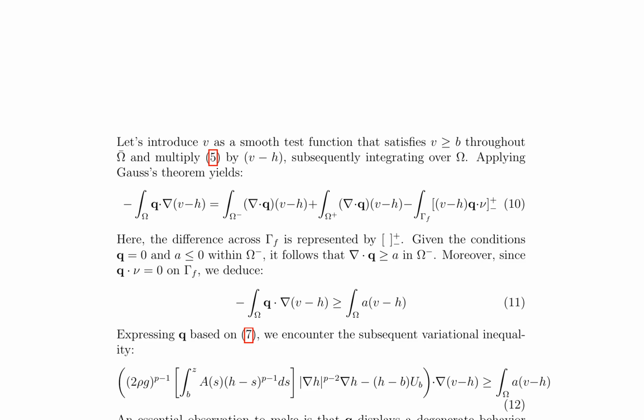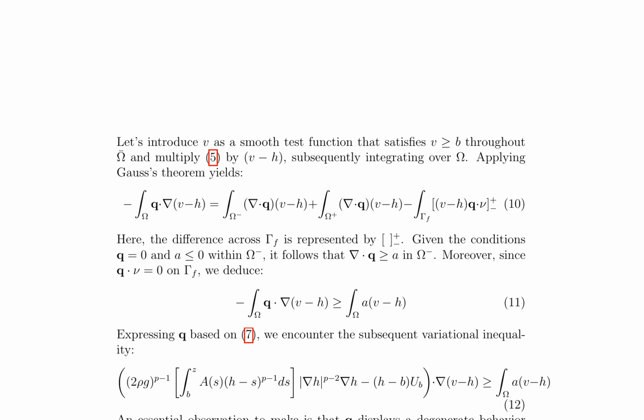The volume flux q exhibits degenerate behavior at the free boundary, which is addressed by introducing a transformation h equals u to the power p1 over p from 3. This transformation yields a transformed version of equation 7, given by equation 14, where mu(x, u) and phi(x, u) are specifically defined functions.